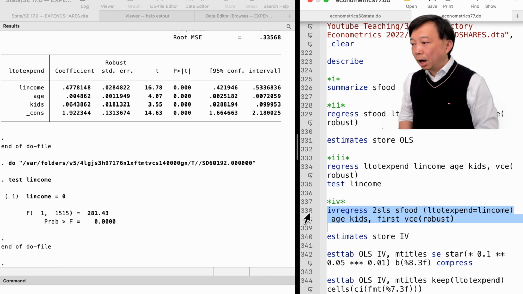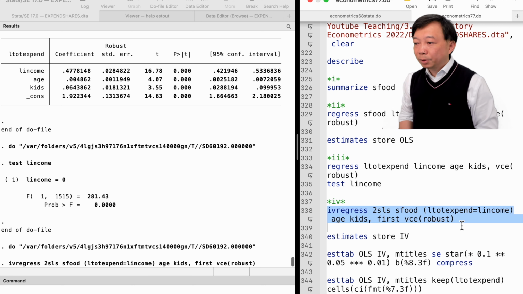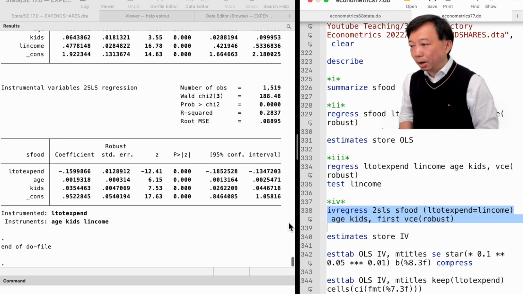We use the ivregress two-stage least squares command in Stata to estimate the model. We add the first option to report the first stage regression, and the variance-covariance matrix option to specify the heteroscedasticity robust standard errors. We compare the estimates in a table.